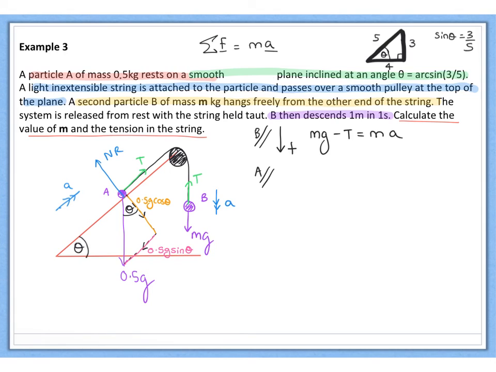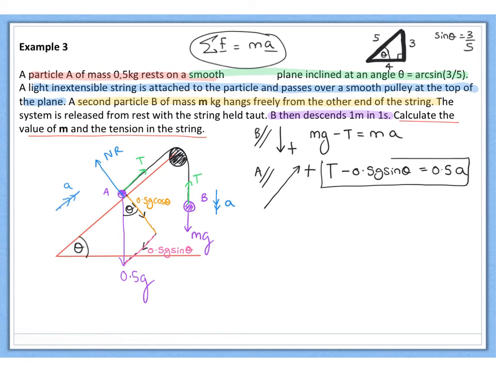We're not going to actually really look at that motion. What we're going to do is look at the motion in this direction, taking up the plane as positive, and we're going to apply F equals ma again. We have T up the plane minus 0.5g sin theta down the plane. Those are the only forces or components of forces which are parallel to the slope, and this equals the mass 0.5 multiplied by the acceleration. And again, we have T, a and m as unknowns, so we can't do very much more for the moment.